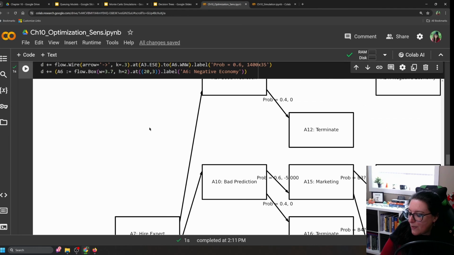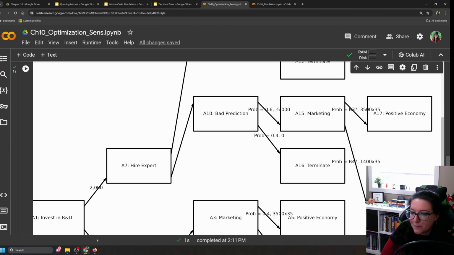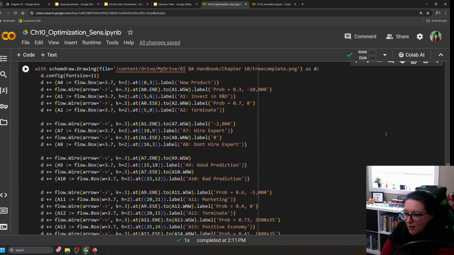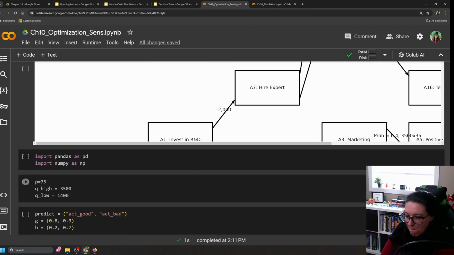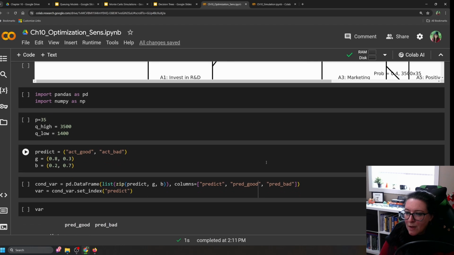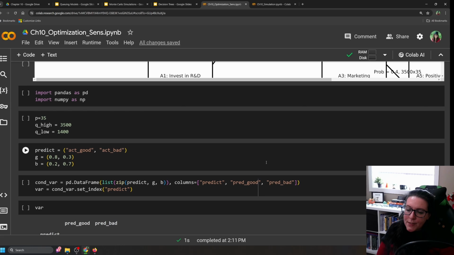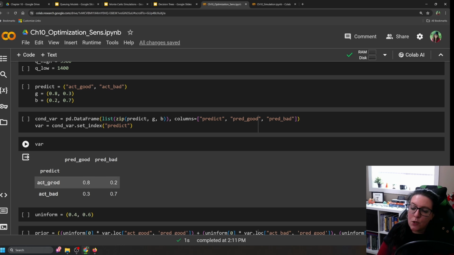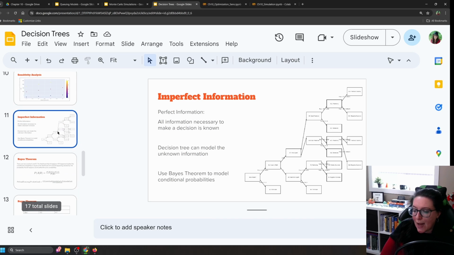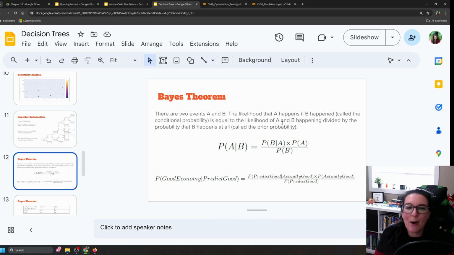All right, so we've created this giant decision tree. Now we want to do some sensitivity analysis here, recognizing that this time we have incomplete information. So what we're going to do here is create a table that looks at the predicted good or bad economy and whether it was actually a good or bad economy. Because what we're doing is moving into our Bayesian analysis. So in your stats, you talked about Bayes.